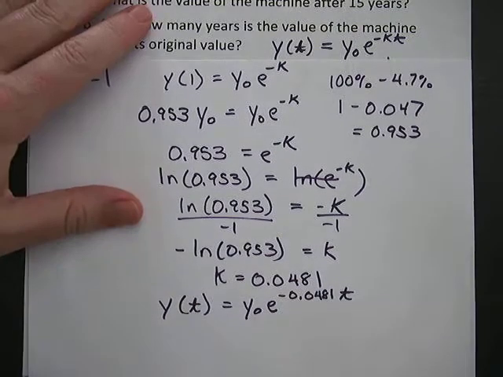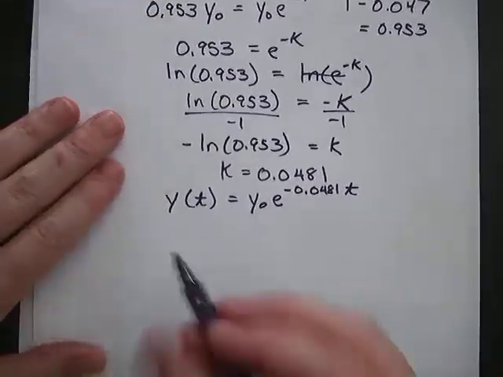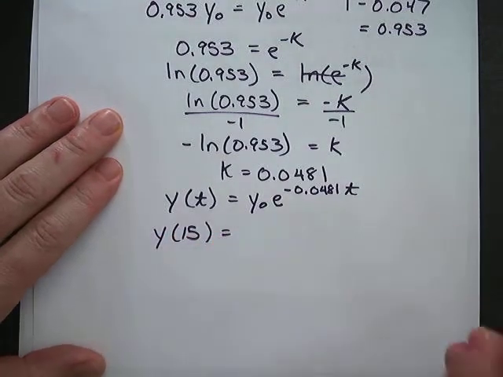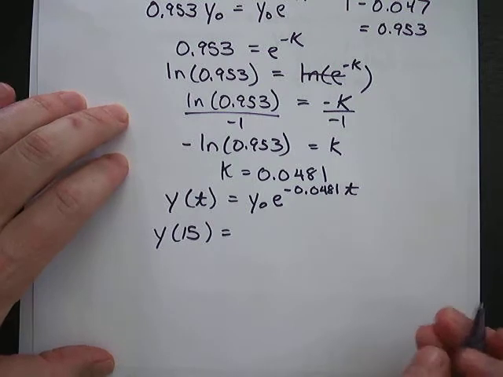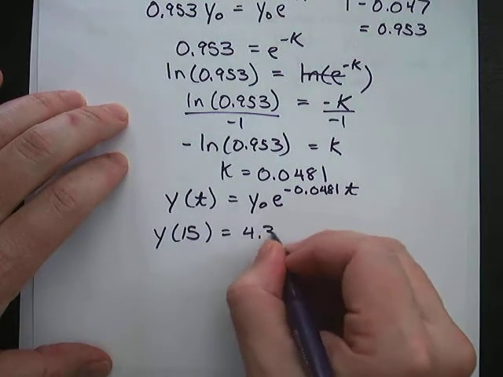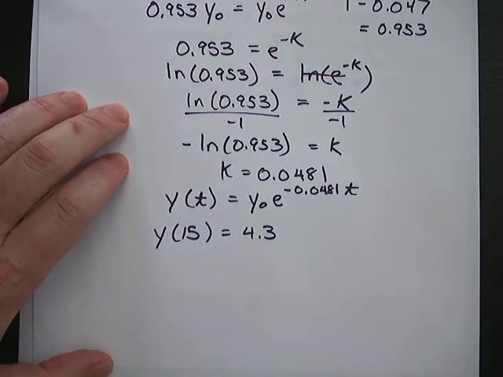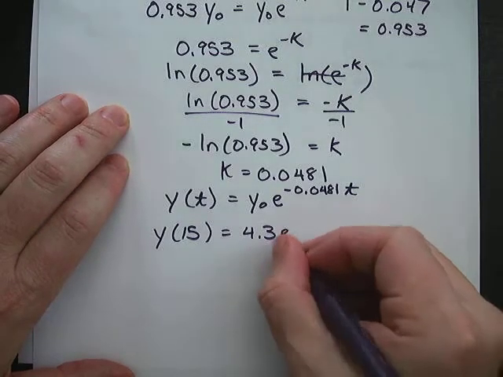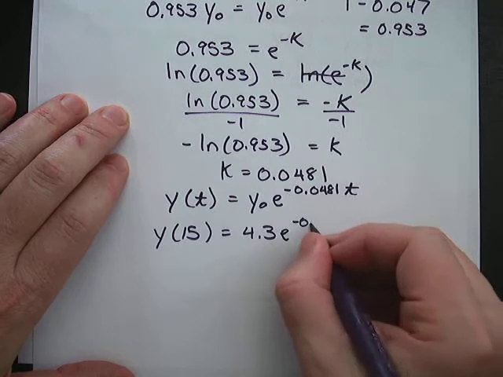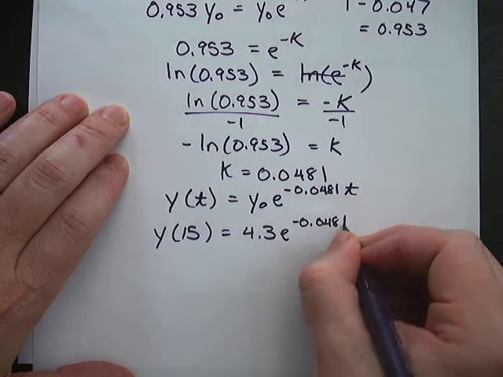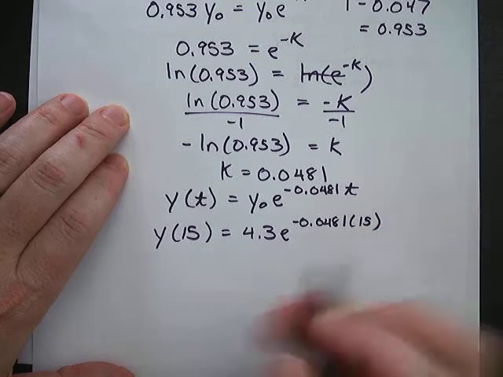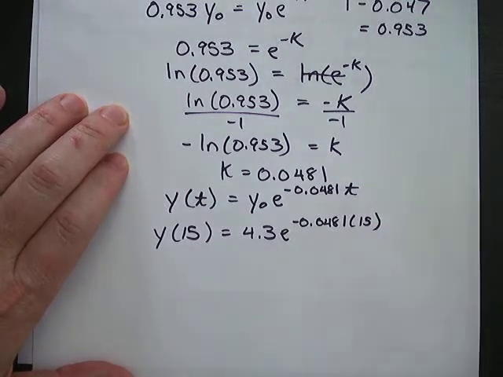But as it is, this is your function. Now, to figure out what the value is after 15 years, I simply put in a 15 here. And we know that y sub 0 is the original amount, so that's 4.3. We're going to do this in terms of millions, 4.3 million. And then times e to the negative 0.0481 times 15. That's where the 15 is going in place of time.